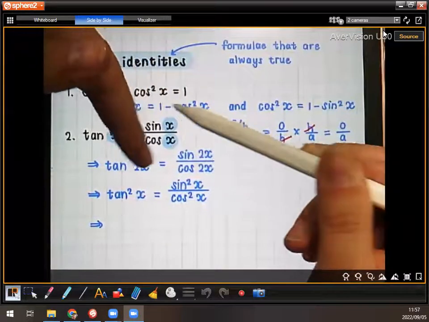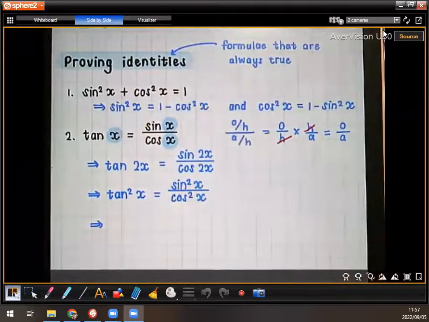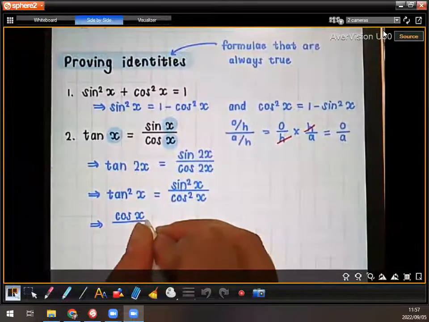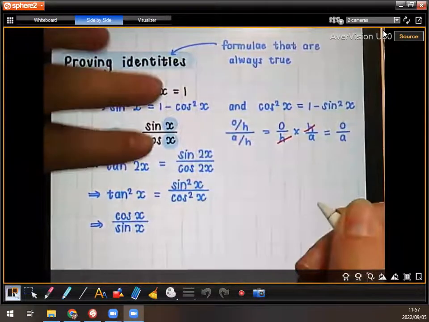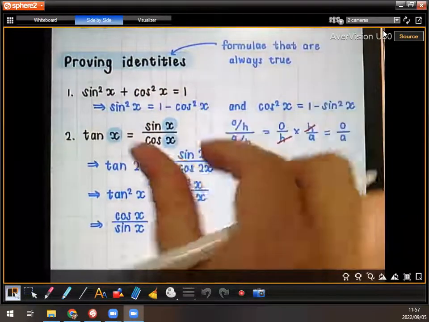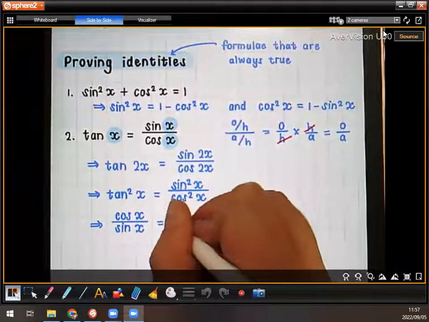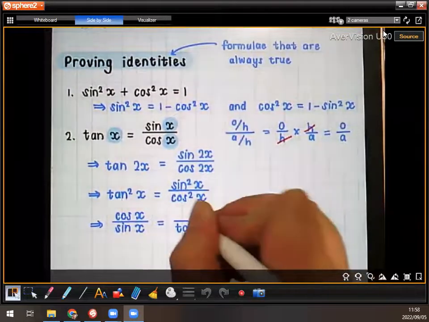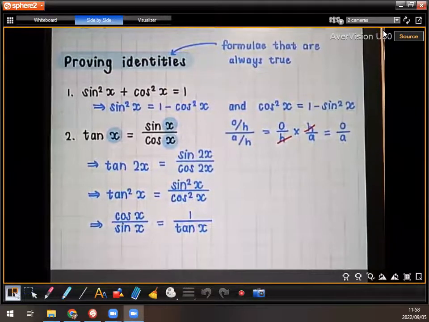But now what if they swap these two around? So that instead of sine x over cos x, they have cos x over sine x. Yes, that gives 1 over tan x. So cos x over sine x is the reciprocal of this one, right? We can swap them around. And this is tan x over 1. So that will give you 1 over tan x. It doesn't come up often, but just in case. So basically you're swapping both sides of the identity around.